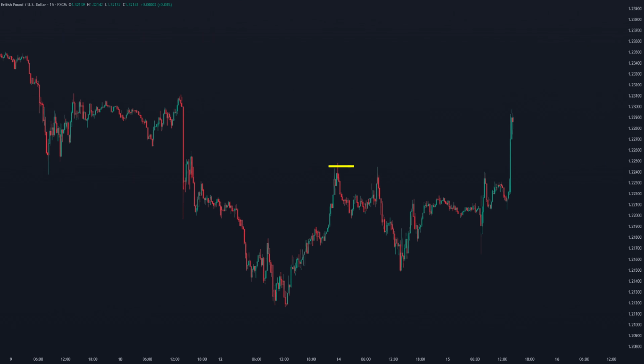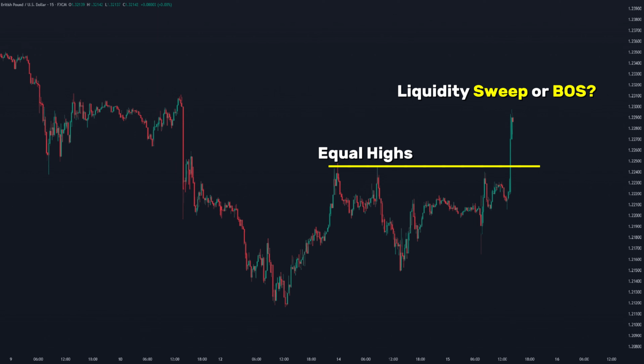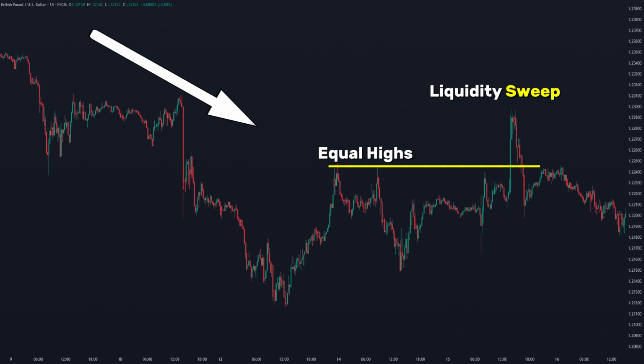Technically, a liquidity sweep looks similar to a break of structure, so you might be thinking, how do I tell the difference between a liquidity sweep and a real BOS? So I'll address that right here. Context matters. If the price breaks obvious equal highs but the higher time frame market structure is still bearish, it's more likely a liquidity sweep designed to fuel a move down.